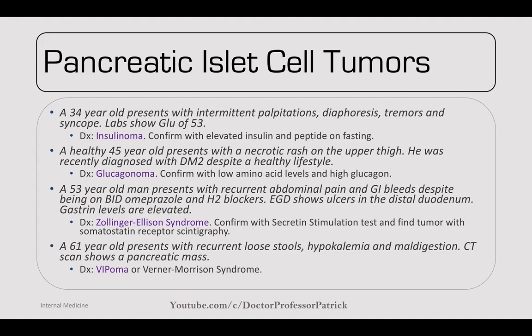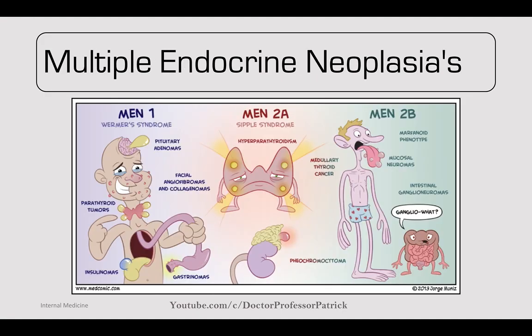And then we've got a 61-year-old with recurrent loose stools, hypokalemia, and maldigestion. A CT scan shows a pancreatic mass. So this is a VIPoma, or Verner-Morrison syndrome. It's going to be a wet secretory diarrhea.